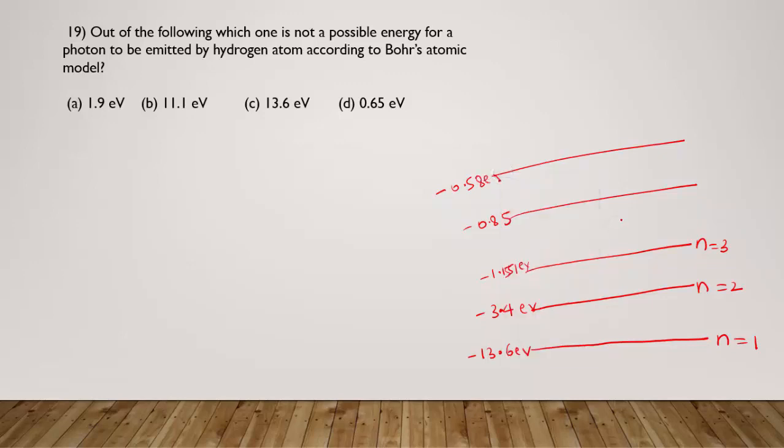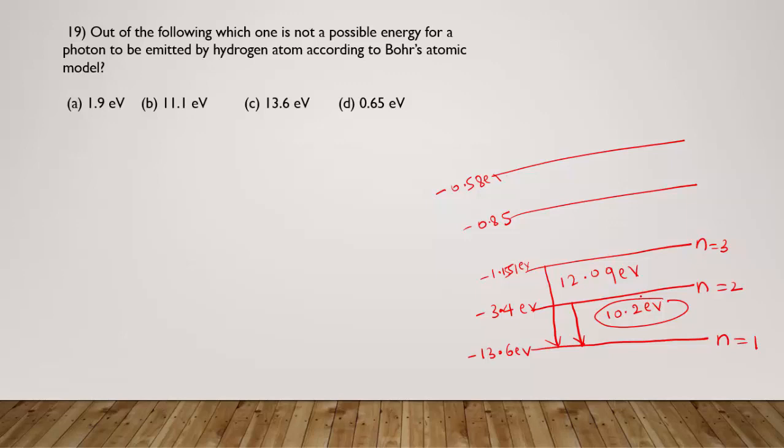But when an electron jumps from the second orbit to the first orbit, the energy is 10.2 electron volt. Using the formula minus 13.6 divided by n square, n2 divided by n1, the answer is 10.2. But when an electron jumps from 3 to 1, in this case the answer becomes 12.09 electron volt.